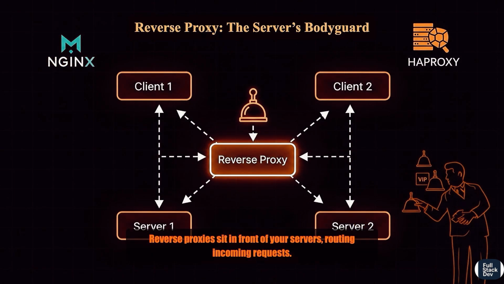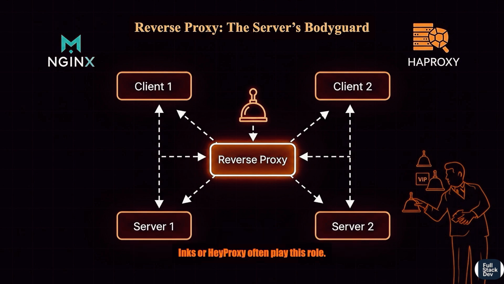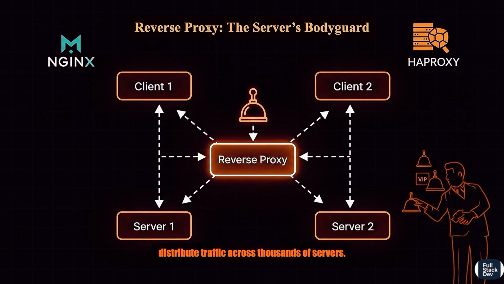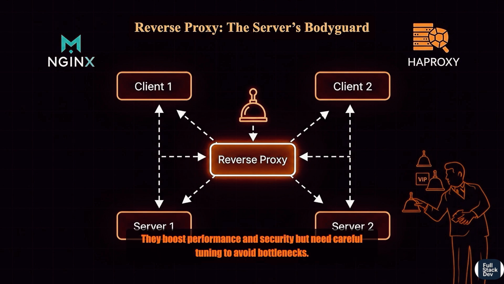Reverse proxies sit in front of your servers, routing incoming requests. They're like a bouncer at a club, deciding who gets to the VIP section. Nginx or HAProxy often play this role, handling load balancing, SSL termination, or caching. Netflix uses reverse proxies to distribute traffic across thousands of servers. They boost performance and security, but need careful tuning to avoid bottlenecks.